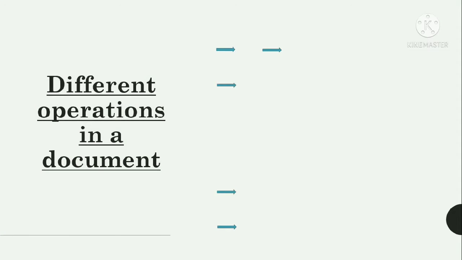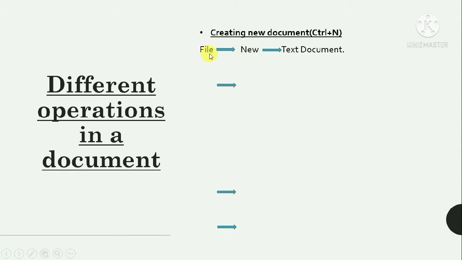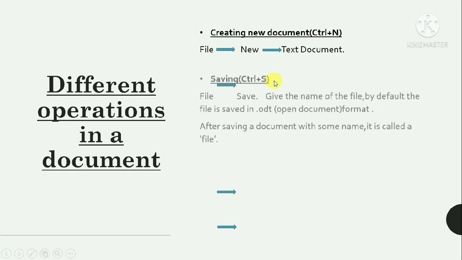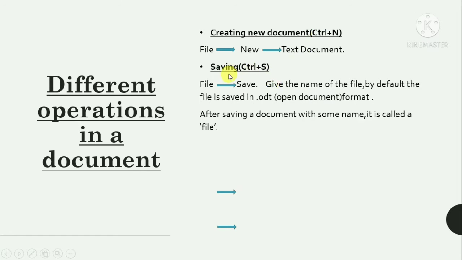Welcome student. Today we are going to learn about the different operations in a document. First of all, we have to create a new document. To create a new document, we have to go to the File menu, then New, and then Text Document. We can also use the keyboard shortcut Ctrl plus N.